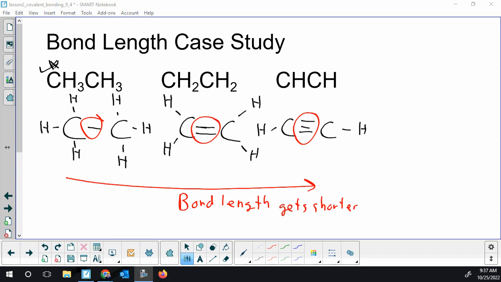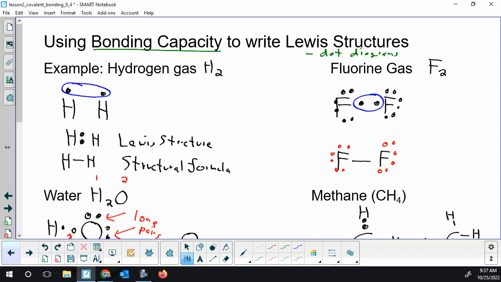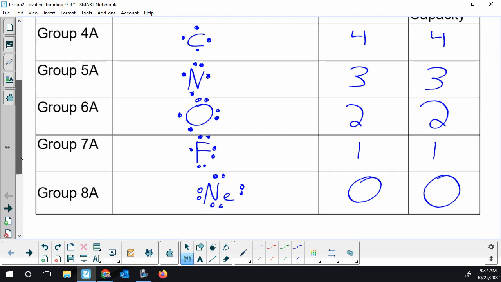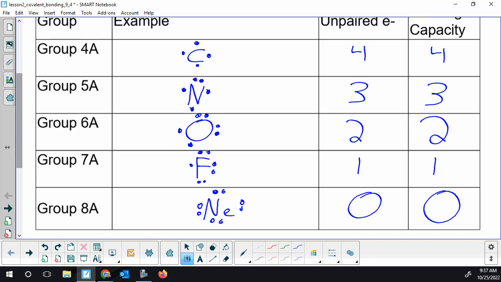So hopefully between the case study and that original table of bonding capacity, you probably want to have this table out while you're practicing, or just remember it based on your table. So the noble gases, 8A, no bonds, and then if you go to the left, group 7, 1 bond, group 6, 2 bonds, group 5, 3 bonds, group 4, 4 bonds. That's the trend that you get with the amount of singles that you'll have.